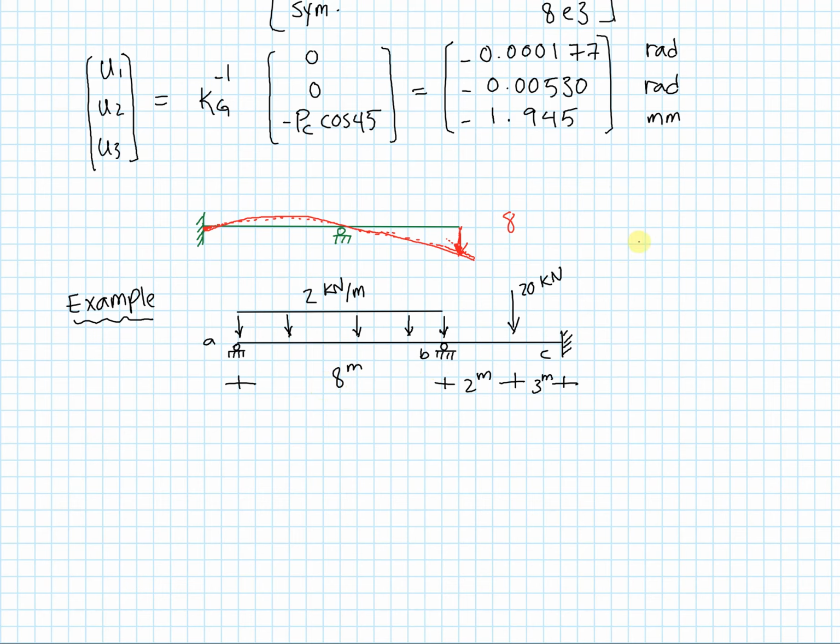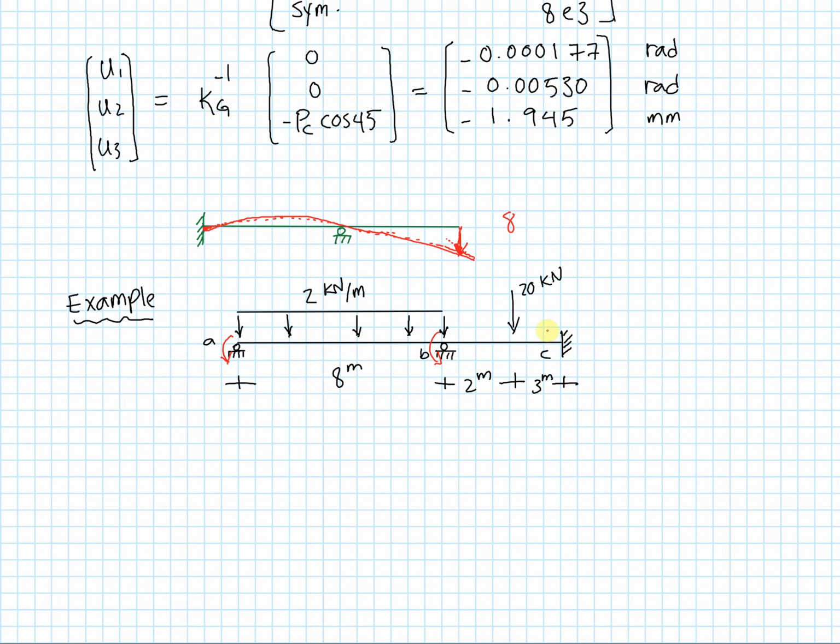Okay, so let's identify the global degrees of freedom. At location A, I have a rotational one. Obviously, we're disregarding the axial components, and we have a fix in the vertical component of this reaction. So there's only the rotational one. I have a second rotational one at B, and at C I've got nothing because all the degrees of freedom are fixed at that location.